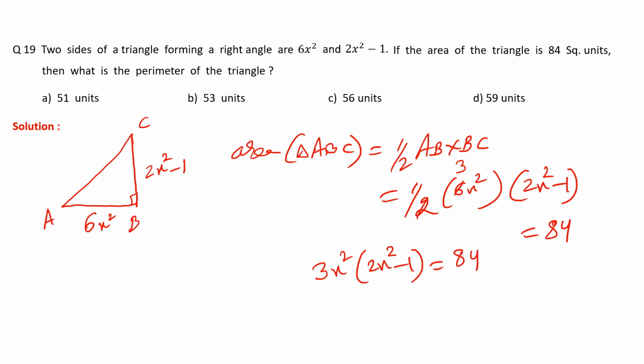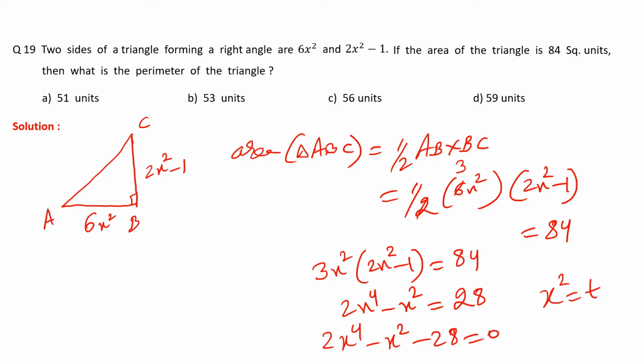or 2x⁴ minus x² equal to 28, right? So now we get the equation as 2x⁴ minus x² minus 28 equal to 0. Let's put x² equal to t in this equation to make it a quadratic equation. So it becomes 2t² minus t minus 28 equal to 0.